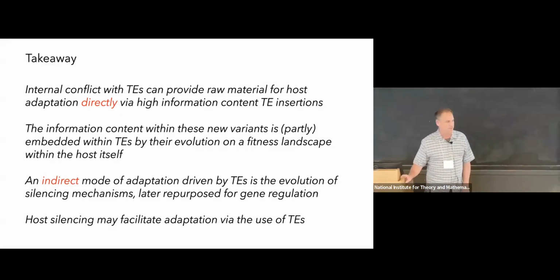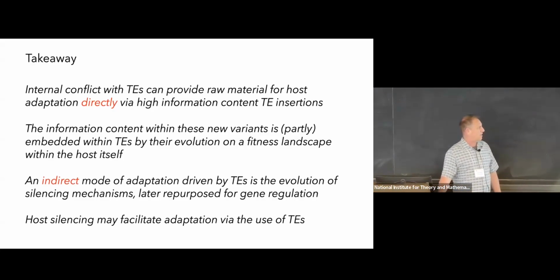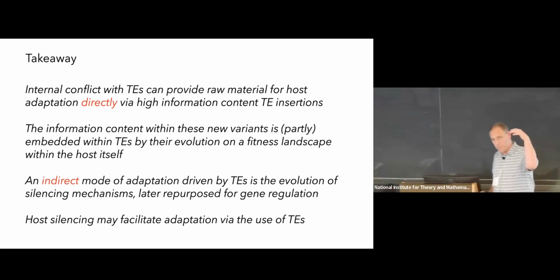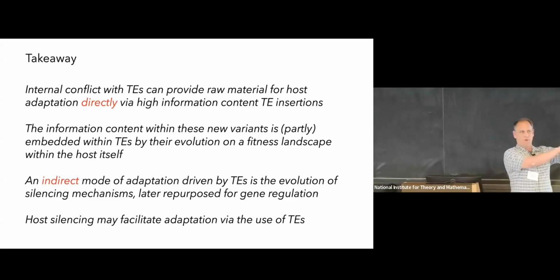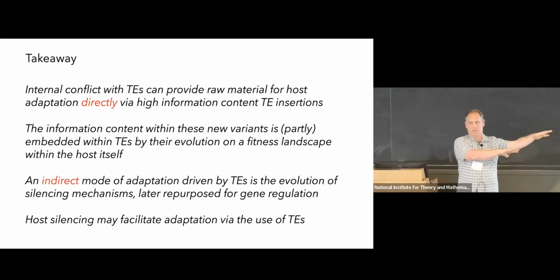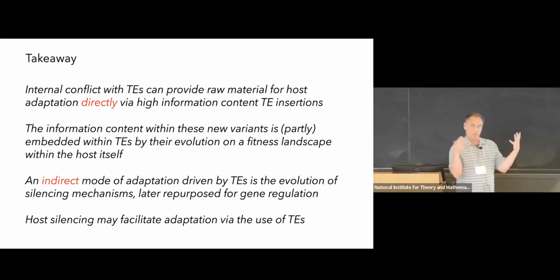So I'd like to read a couple of takeaways. Internal conflict with TEs can provide raw material for hosts directly via these high information content transposable element insertions. The information content within these variants is partly put into the TEs by their evolution on the fitness landscape by evolving in a host. Now I say partly because there's a lot of horizontal transfer too that transposable elements do. So maybe it's a fitness landscape over here. They evolved on that fitness landscape. Then they moved into a new one, and maybe there are some correlations between fitness landscapes, or at least the structure.